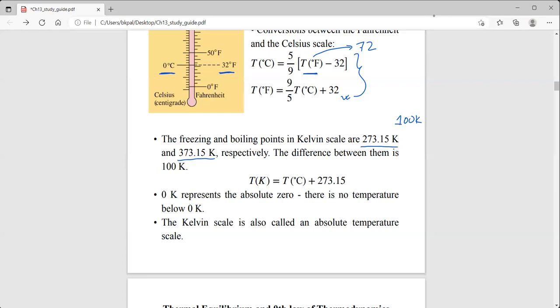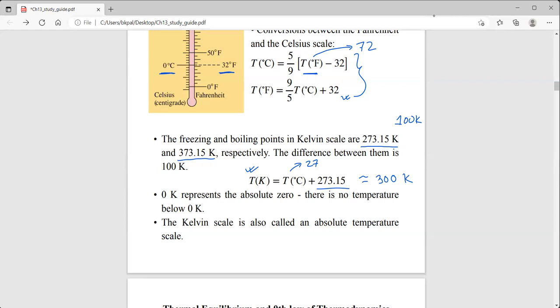So because the difference between the freezing and boiling point is the same in the Kelvin scale and Celsius scale, okay, the conversion between the Kelvin and Celsius scale is very simple. It is this one. Okay, so if you know the temperature in degree Celsius, you just plug it here and add 273.15 and you get the temperature in Kelvin. Okay, for example, if the temperature is 27 degrees Celsius, then in Kelvin it will be equal to 300 Kelvin, 300.15.